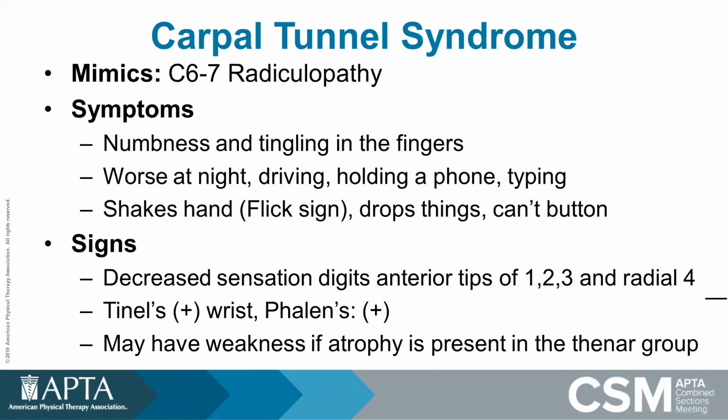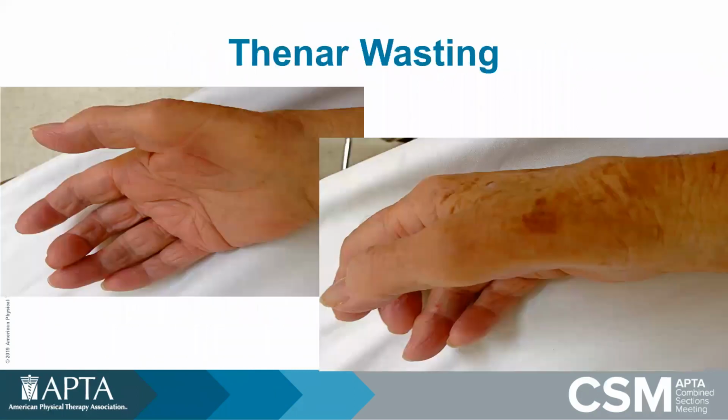Everybody understands the symptoms and the signs: decreased sensation, positive Tinel's, positive Phalen's, positive Durkan's compression. They may or may not have weakness in the APB, in the thenar group, right? That's carpal tunnel as a picture. Now, you see a patient walk in with this picture.